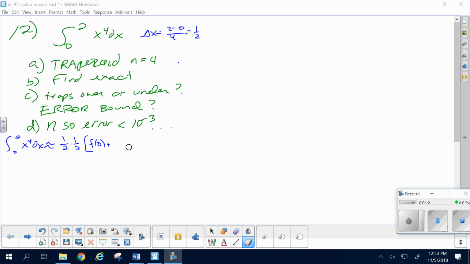Is it 2424 or is it 222 on the inside? 222. When do you do that 2424 stuff? Simpson's rule, yeah.